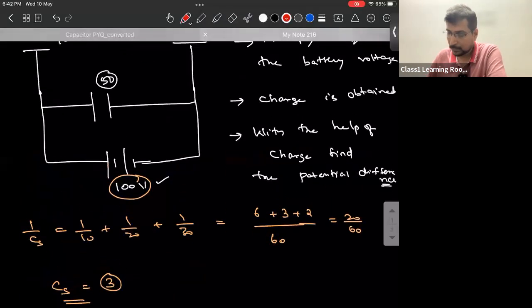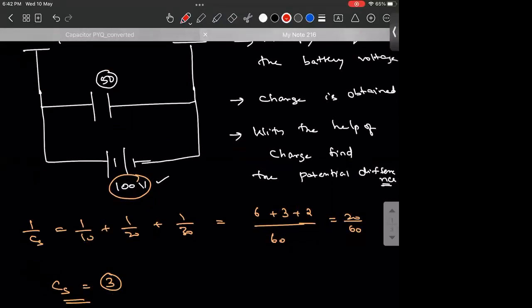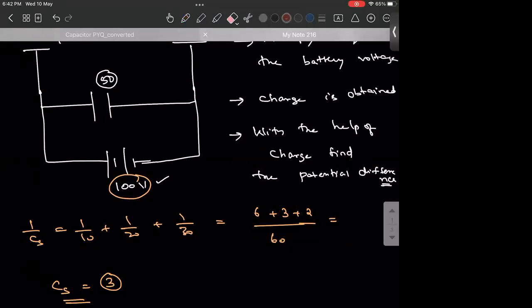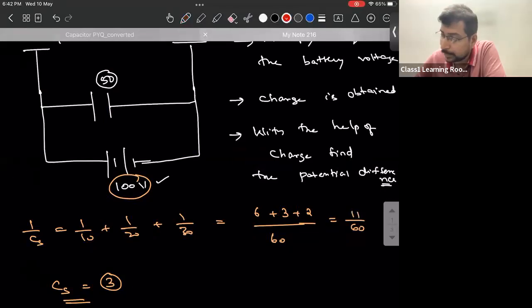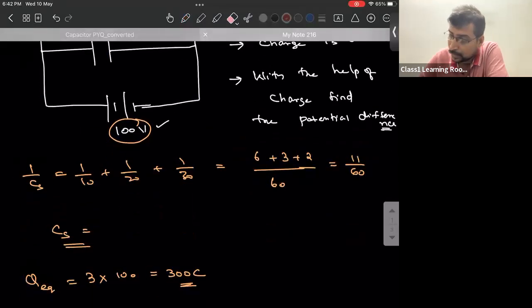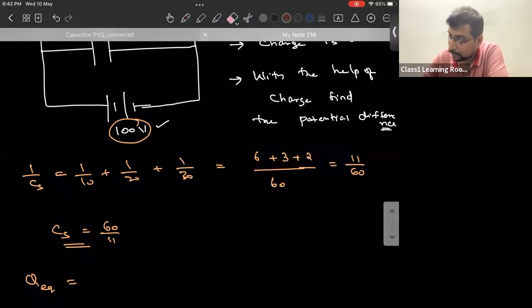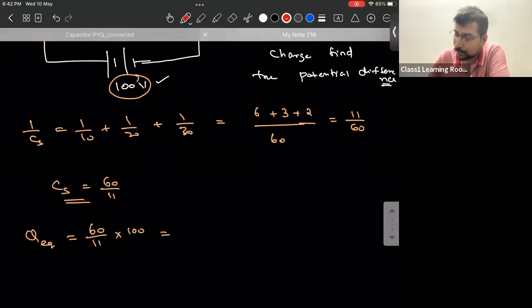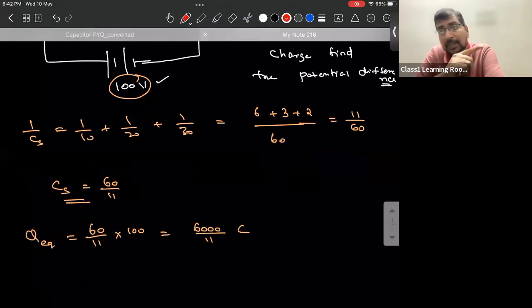Sir, how did 1 by CS become 20 by 60? So 6 plus 3 plus 2 is how much? 11, so 11 by 60. Sorry, so CS will be 60 by 11. So it will be 60 by 11 multiplied with 100. So it is 6000 divided by 11. Am I right? So 6000 by 11 coulomb is going to be the total charge supplied by the battery.